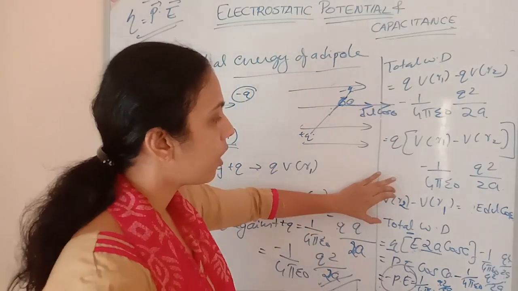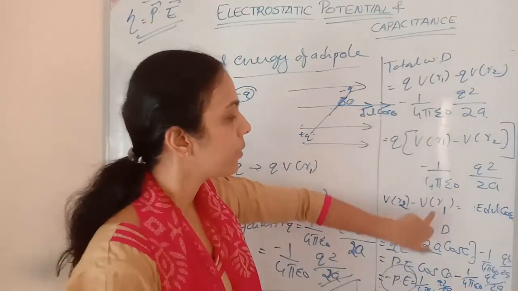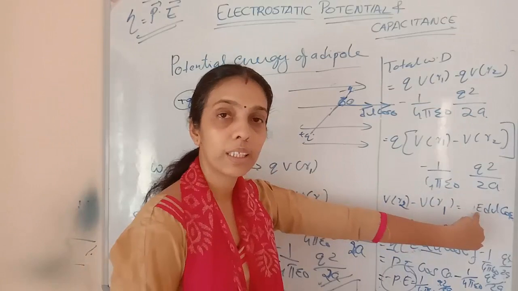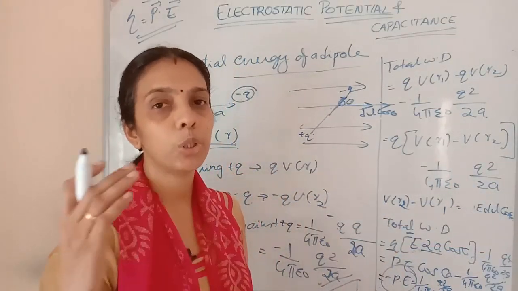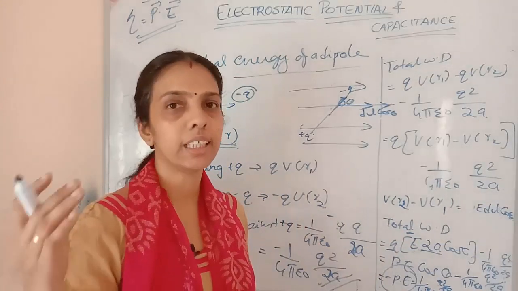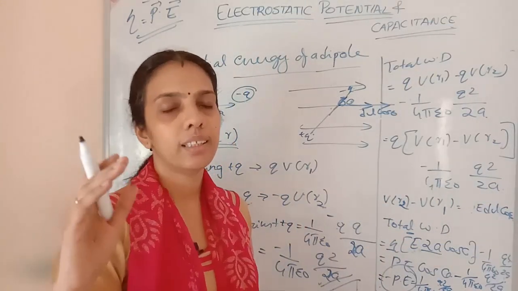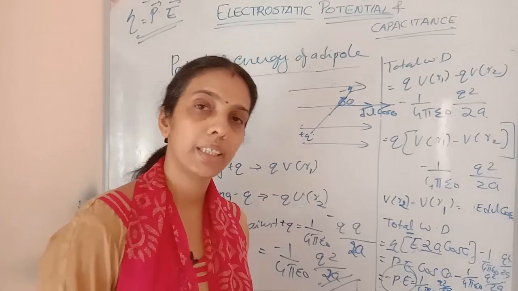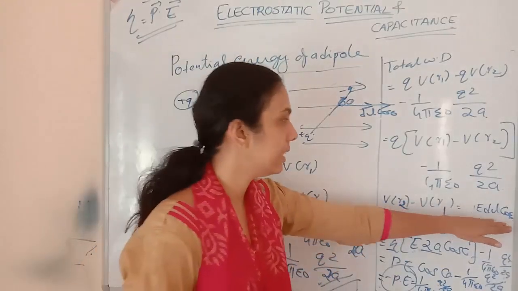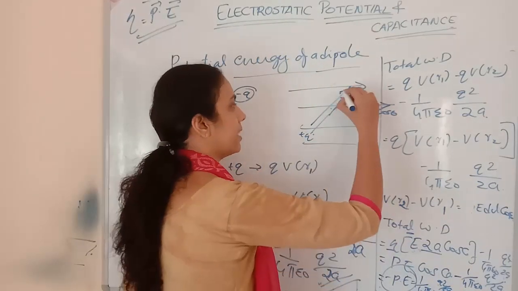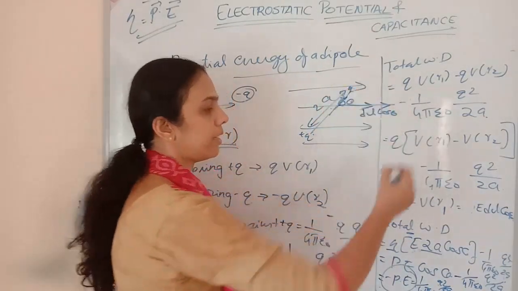Understood how we are finding these values? So V of R2 minus V of R1 is not dl cos theta. How are we getting that? It is using the potential gradient: dV equals E dl, or dV by dl equals E. Don't forget about it. So E dl cos theta. So here dl is 2A cos theta.